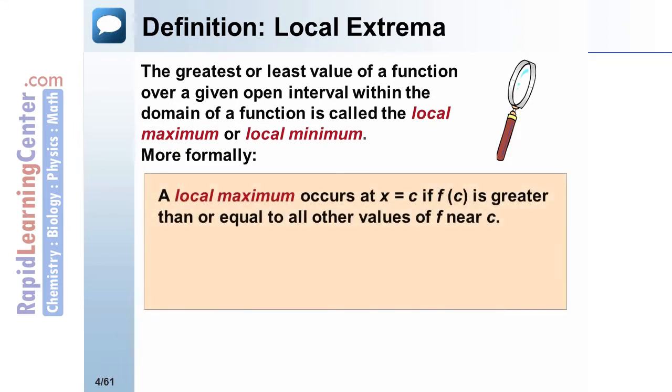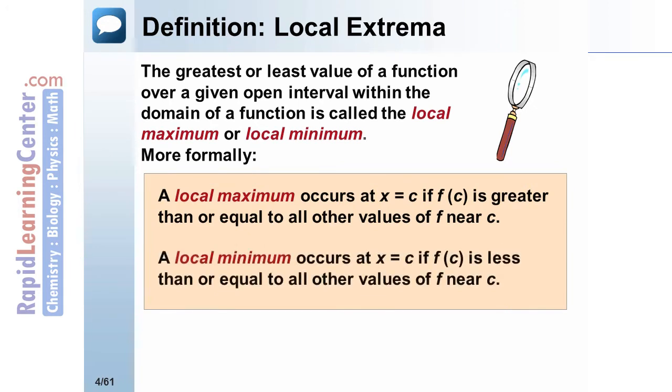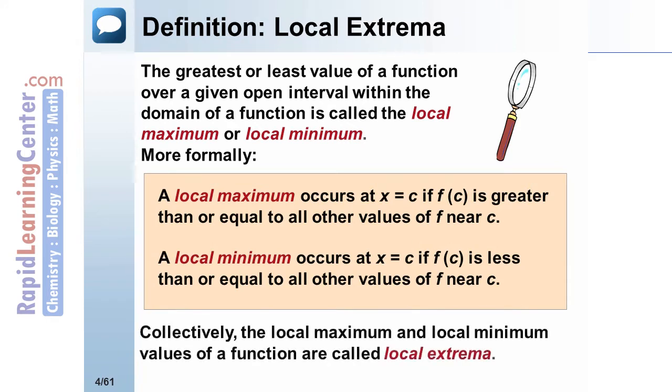More formally, a local maximum occurs at x equals c if the function evaluated at c is greater than or equal to all other values of the function near c. A local minimum occurs at x equals c if f evaluated at c is less than or equal to all other values of the function near that point. Collectively, we call the local max and the local minimum local extrema.